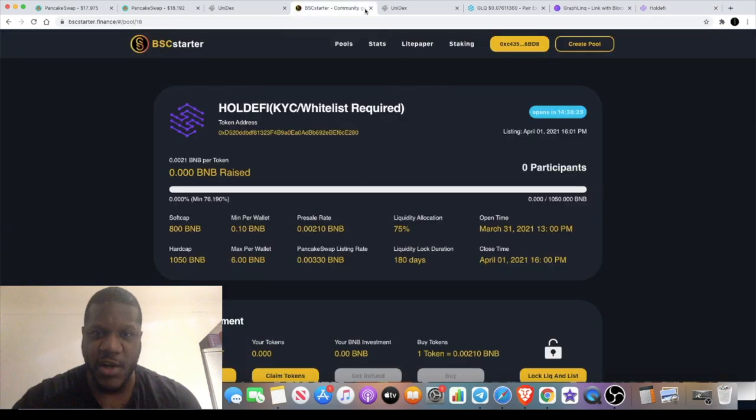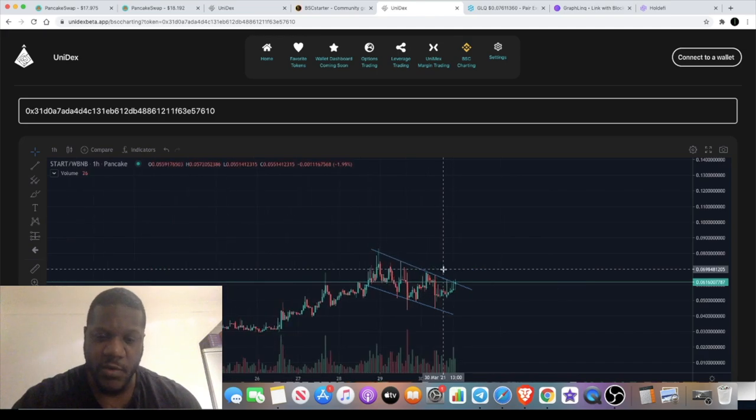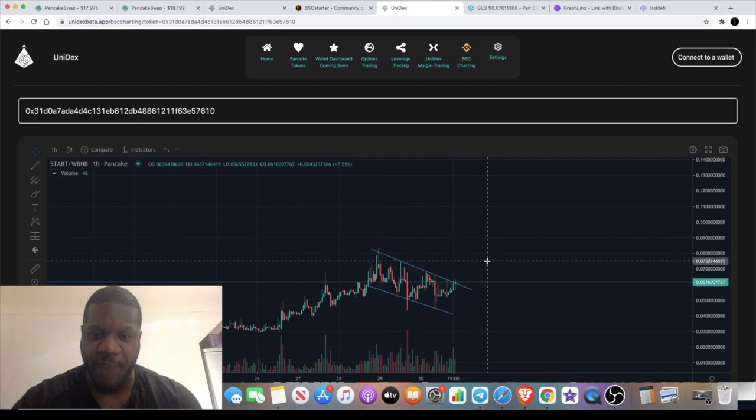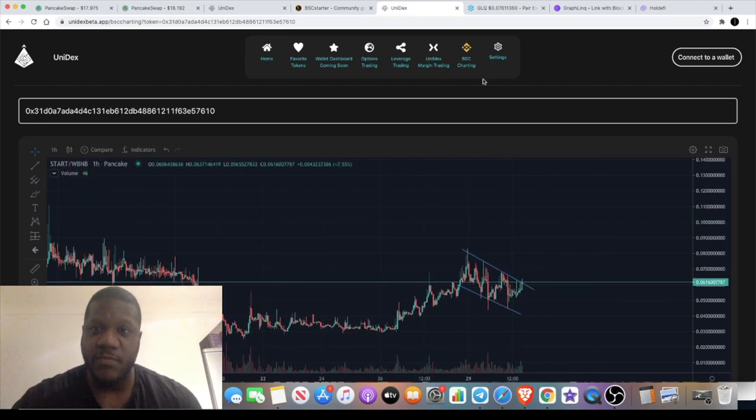So BSC Starter, I believe that the price is getting ready to gear up. Like I said, all of my tokens are not staked because I want to be able to trade the volatility also. So I believe that this is going to break out of a bull flag. And obviously, one of the reasons being is that there is this IDO launching tomorrow.